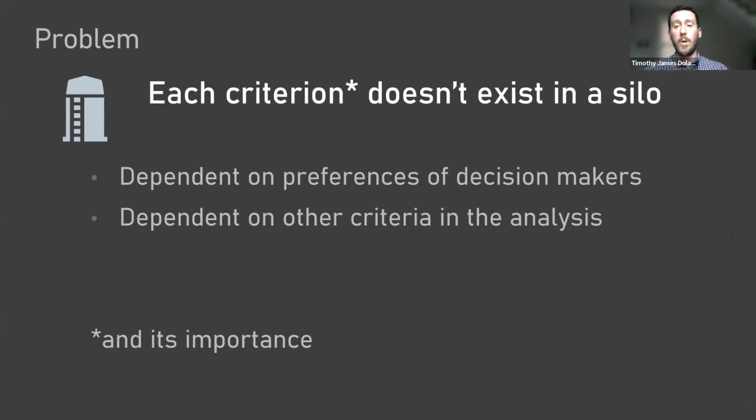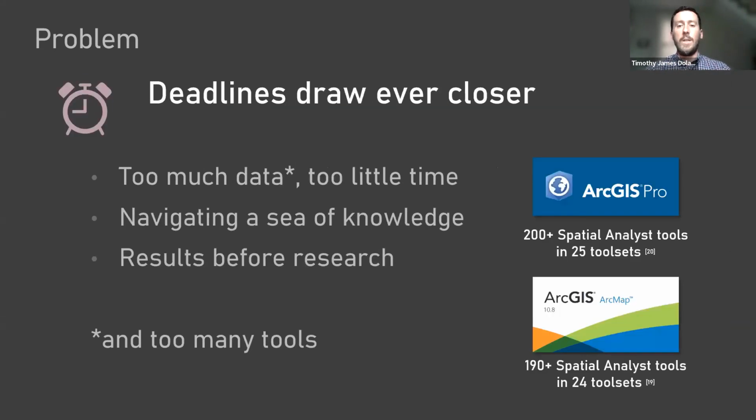Each criterion we work with and its importance does not exist in a silo, but instead varies based on the preferences and opinions of those involved in the other criteria in our analysis. We GIS professionals are lifelong learners, but deadlines draw ever closer, and at times draft analyses need to be run before research can be completed. Leadership is looking for the core information, easily digestible with clean tables and visually pleasing maps we've worked so hard to perfect. So go ahead, rethink that legend order just one more time.